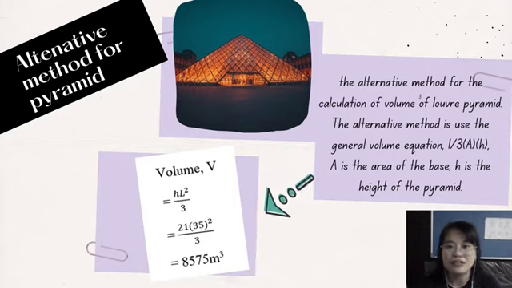8,575 meters cubed. Besides, there is also an alternative method for calculating the volume of the pyramid. The alternative method is to use the general volume equation, which is 1/3 times the area of the base times the height of the pyramid. Since the dimensions of the pyramid are 35 meters for the base and 21 meters for the height, the area of the base is about 1,225 meters squared. Then we multiply by 1/3 and 21, so the volume of the pyramid is about 8,575 meters cubed. In short, we can conclude that both methods give the same answer.